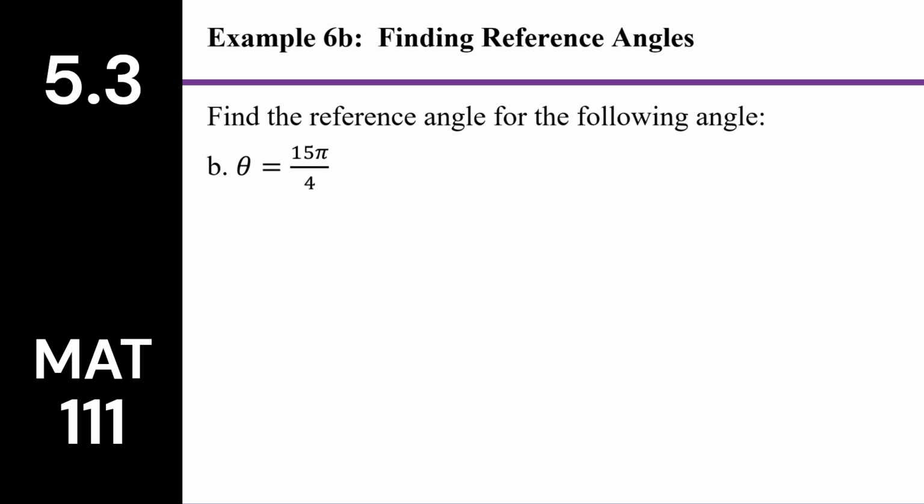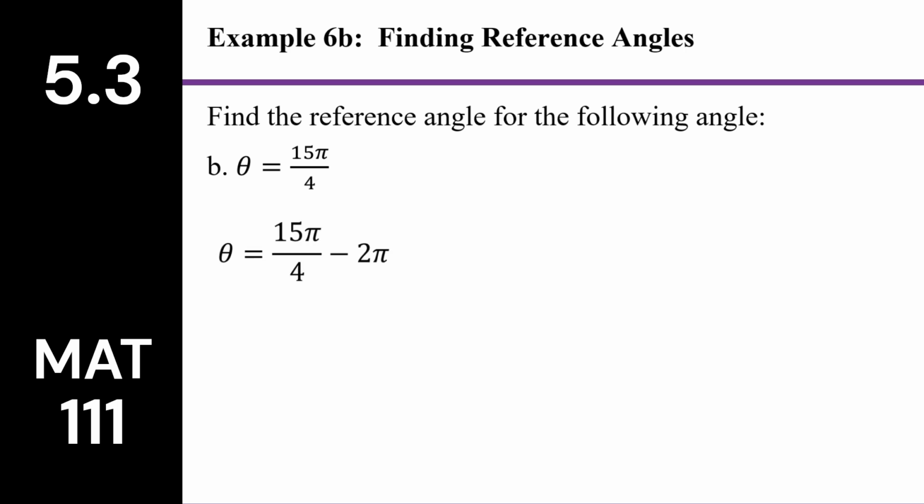Find the reference angle for 15 pi over 4. Notice that this is more than one rotation around the circle. One rotation is 2 pi, and since the denominator is 4, 2 pi would be equivalent to 8 pi over 4. 15 is more than 8, so this is more than once around the circle.